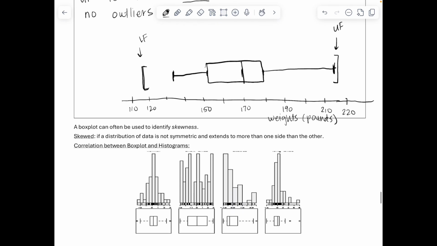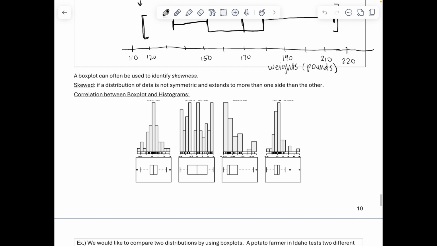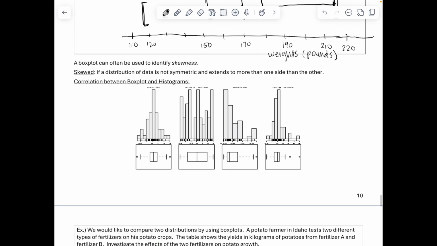So a box plot can often be used to identify skewedness. We talked about skewedness earlier. This is going to be skewed left, skewed right, or symmetric, or bell-shaped. And so skewed is if a distribution of data is not symmetric and extends more on one side than the other. So correlation between box plots and histograms. And so you can see in here when something is skewed down to the right, we have a longer whisker on the right.